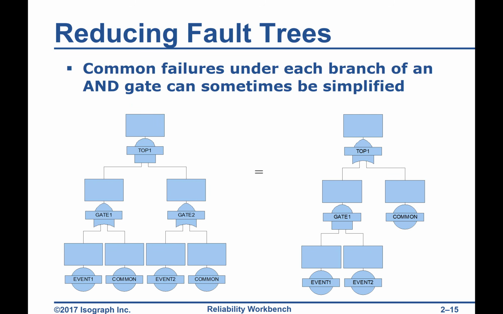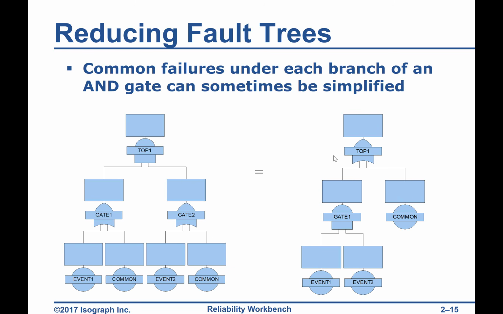Another rule we can follow is common failures underneath each branch of an AND gate can sometimes be reduced by bringing the common failure up and out and putting it next to the remaining events in the AND gate. So in this fault tree on the left, I have a common fault. It's a common event that appears underneath both branches of this AND gate. So I can move it up and out and put it next to, underneath an OR gate, the AND gate with the remaining independent faults of the AND gate. And these, again, are logically equivalent.